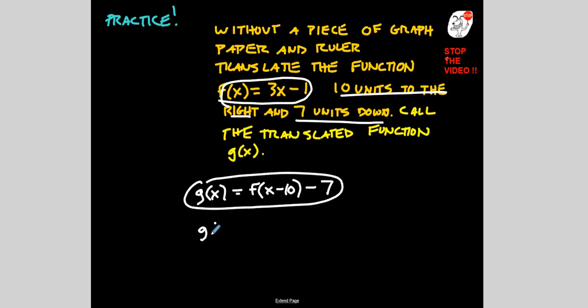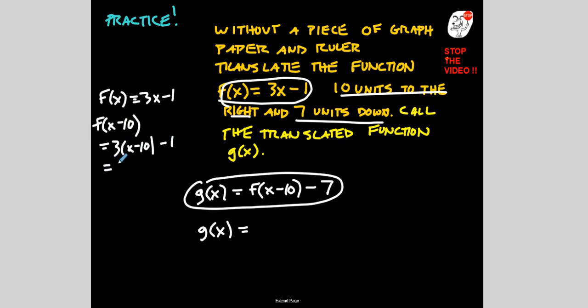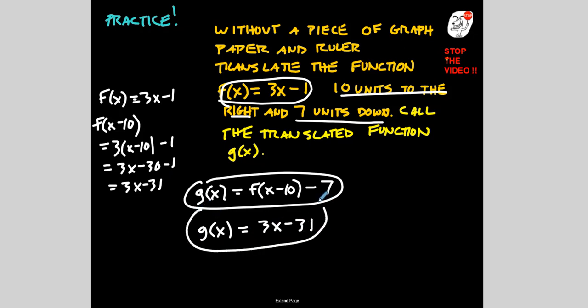Now another way is g of x is equal to, well, what's f of x minus 10? Well, f of x is 3x minus 1. So f of x minus 10 has to equal 3, replacing x with x minus 10, minus 1, which gives me 3x minus 30 minus 1. So that's going to be 3x minus 31. So g of x could also be written as 3x minus 31, where negative 31 is my y-intercept.